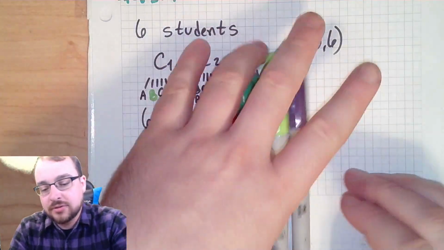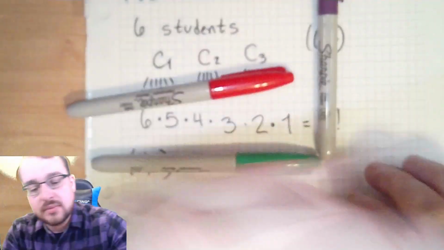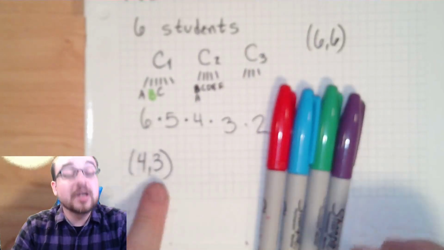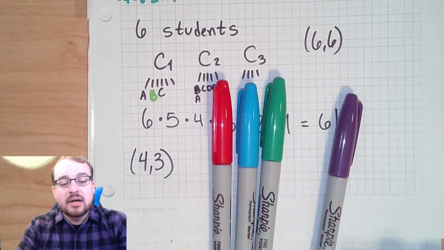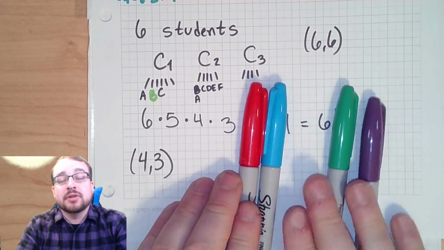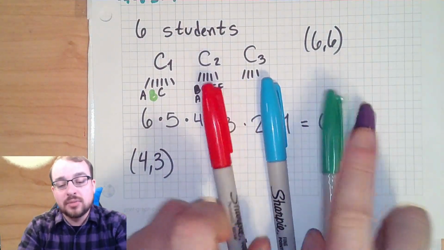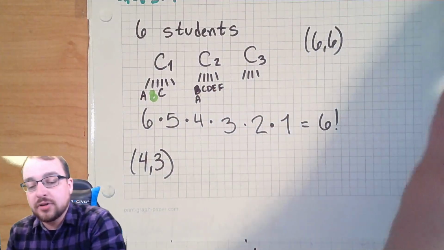4 different pens, let's choose a blue. And I want to choose 3 of them to make my set. So I could choose the first 3. I could choose these 3 starting with the blue. I could choose these 3 excluding the blue, right? There's lots of different options. So 4 choose 3.